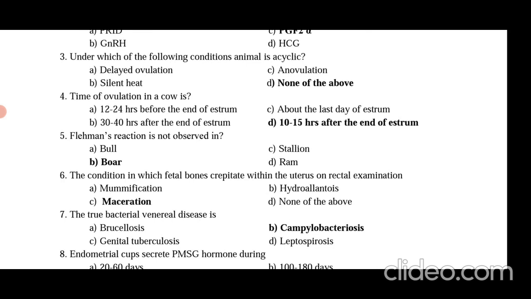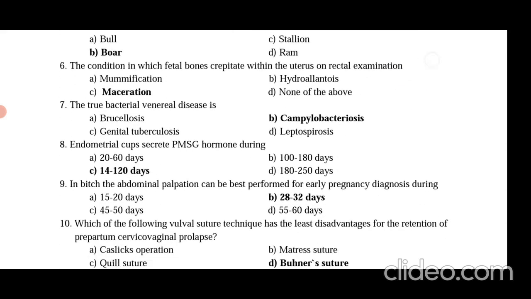The condition in which fetal bones crepitate within the uterus on rectal examination is maceration. The true venereal disease is campylobacteriosis. In mummification, even the bones are not detected as everything is absorbed, but in maceration, the bones are retained and observed. The true bacterial venereal disease is campylobacteriosis by Campylobacter fetus.